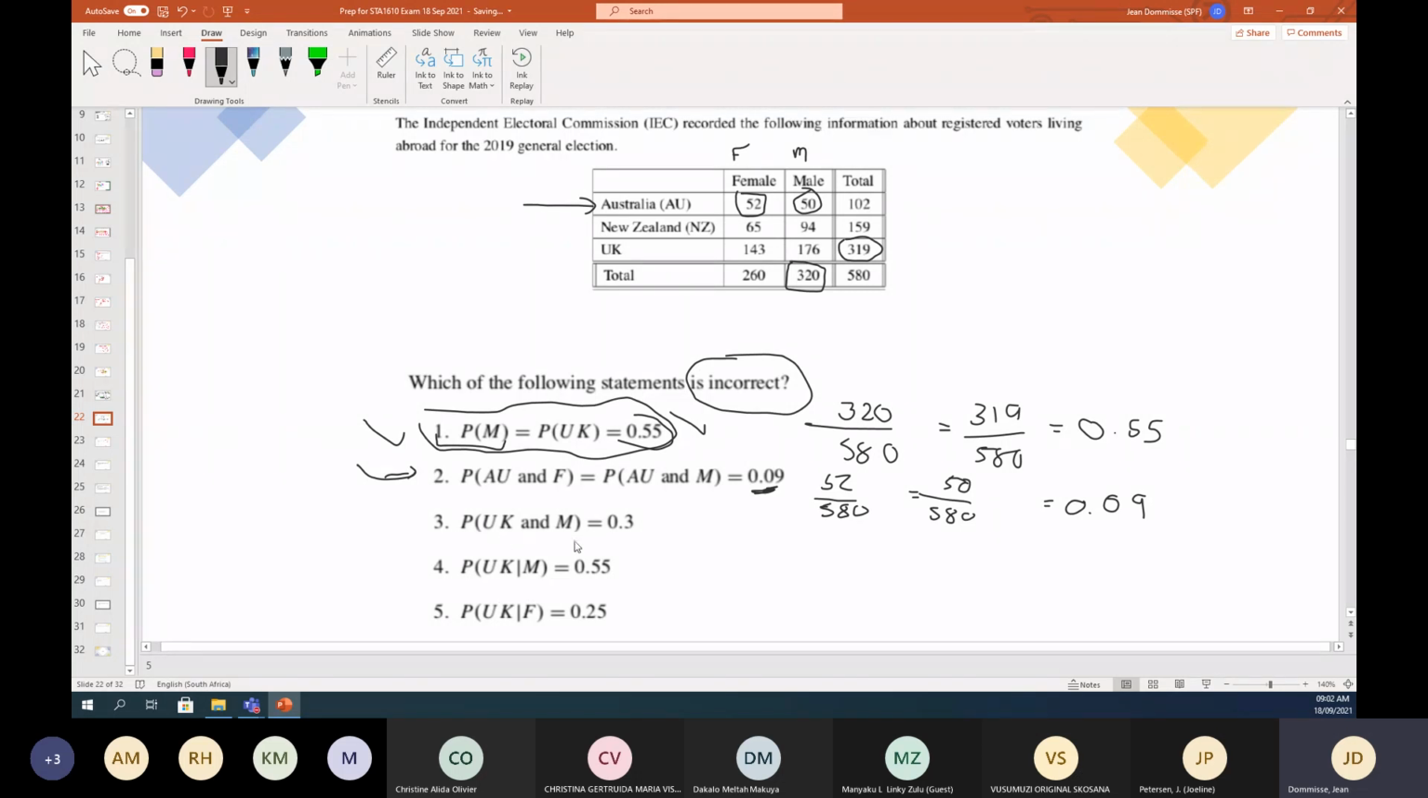Probability of UK and M. So UK and M, so it is the 176 divided by 580.